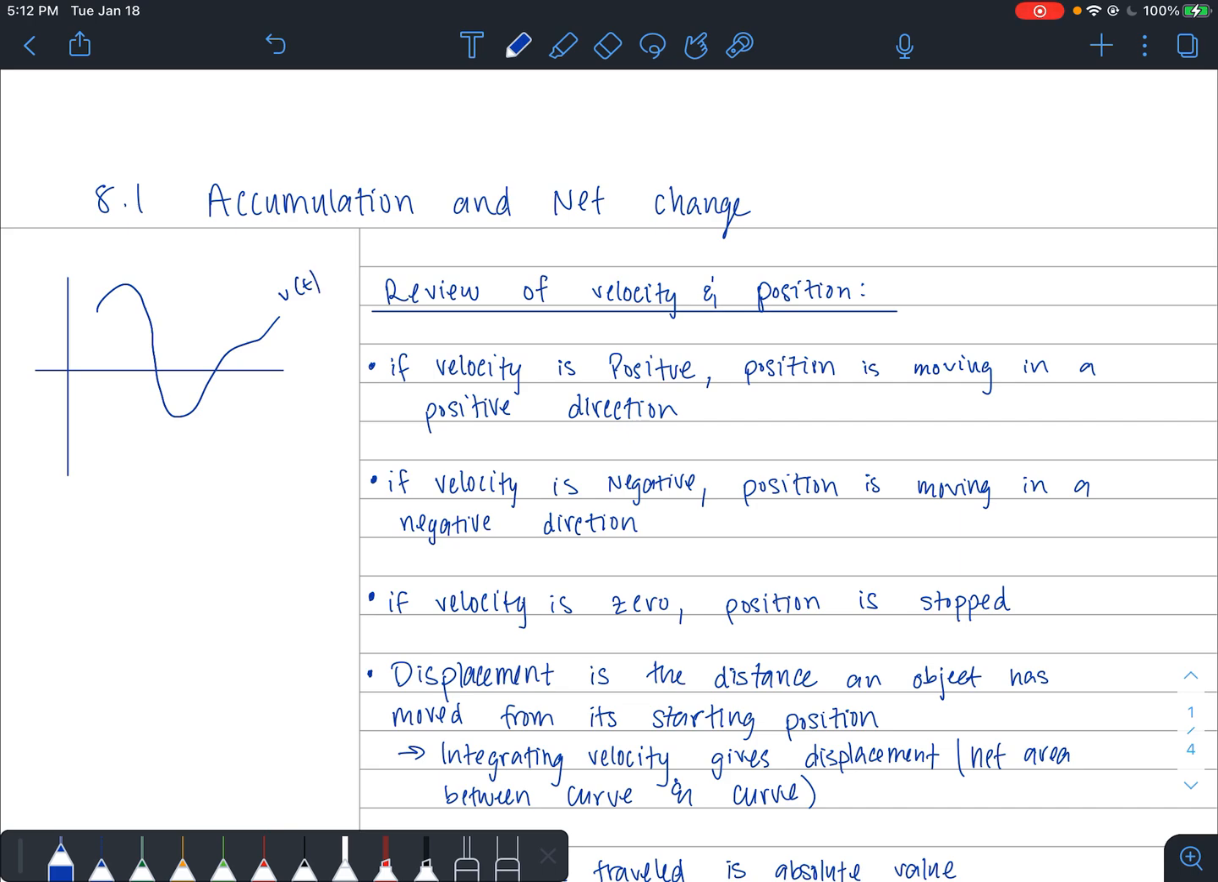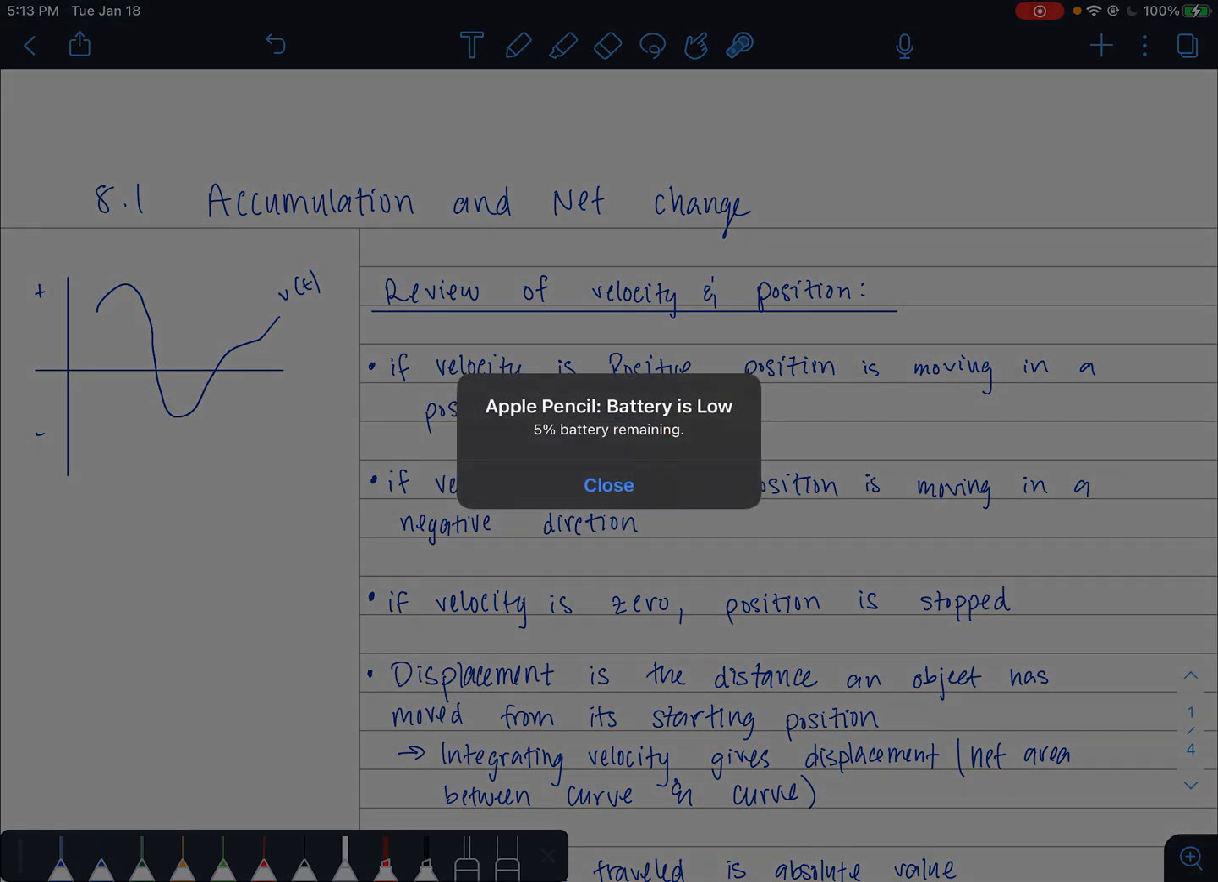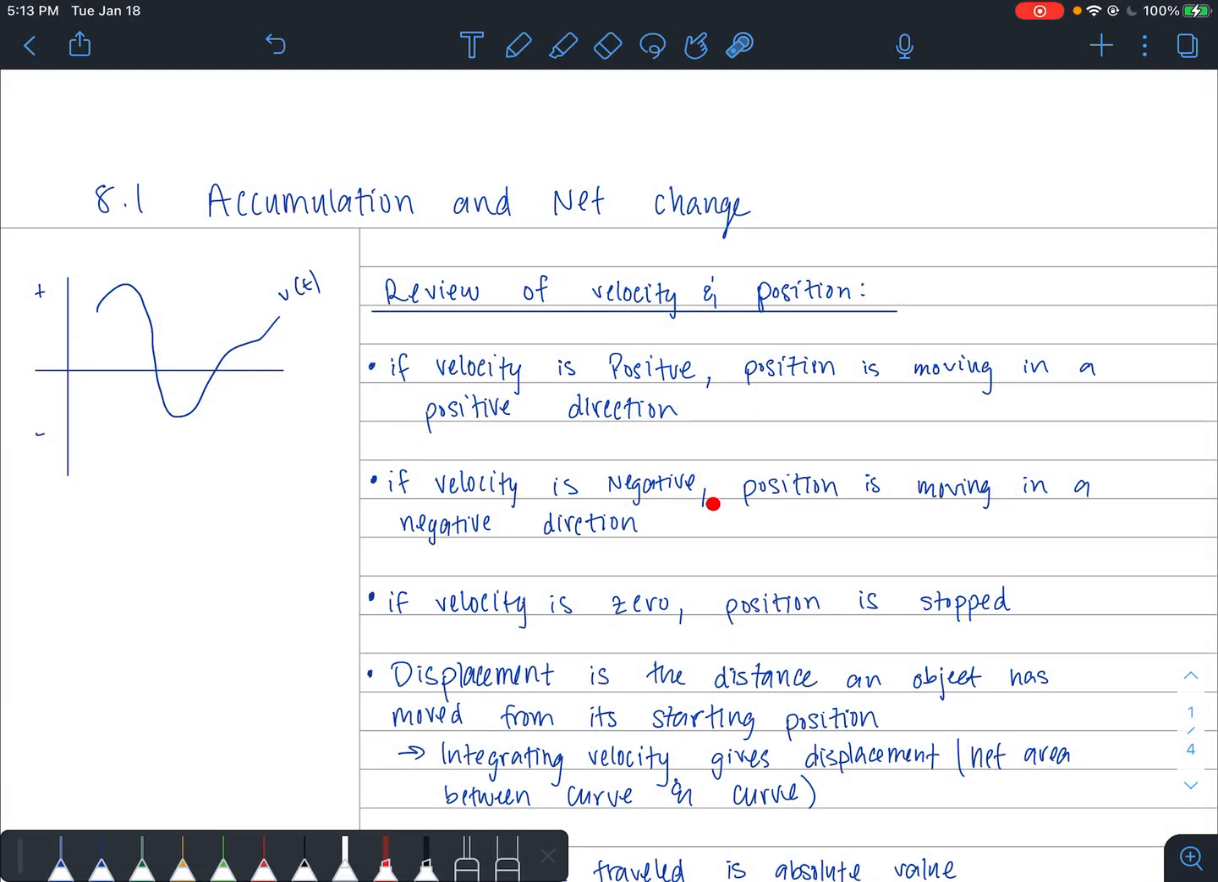Okay, well, what we know about v of t is that if v of t is positive, so this is the positive side, this is the negative side, if the velocity is positive, what that means is that the position is moving forward. It's moving in a positive direction. If the velocity is negative, like down here, what that tells us about the position is that you are moving in a negative direction. Okay?